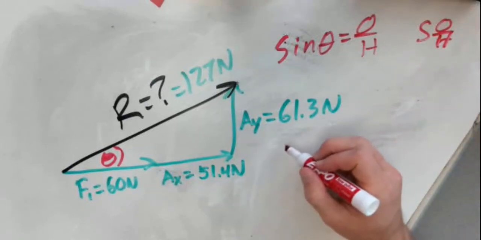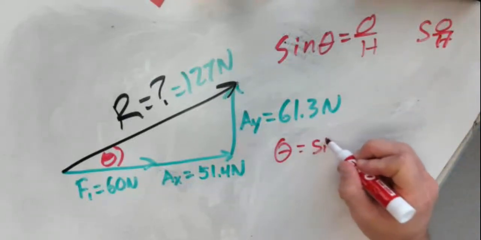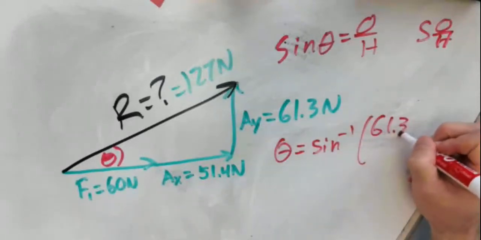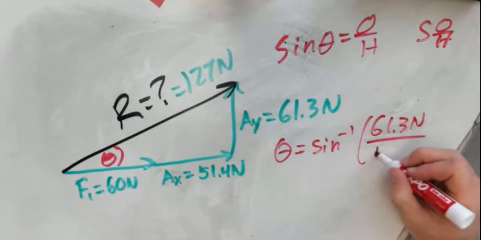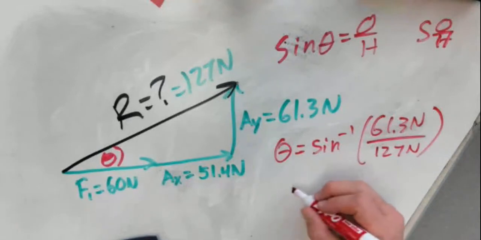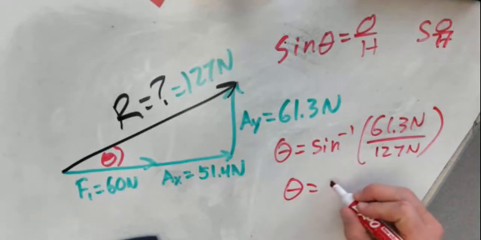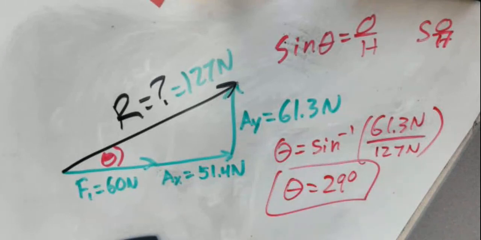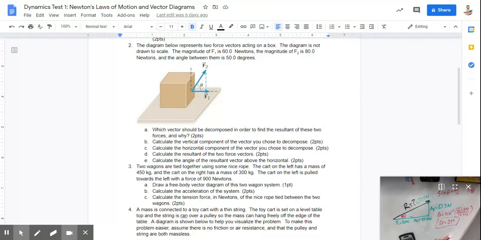So let's see. Theta equals the inverse sine of my opposite, which is 61.3 newtons, divided by my hypotenuse, which is 127 newtons. So inverse sine, second sine, 61.3 divided by 127. Enter. Make sure you're in degree mode still. It should be just about 29 degrees. We'll round it. Why not? So that is question 2.